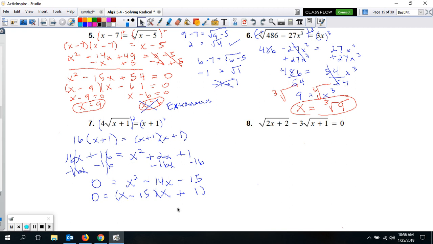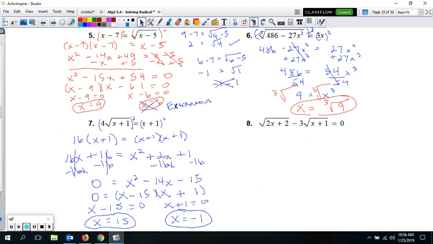So now using the zero product property, we'll just set each one equal to 0. So x minus 15 equals 0, and then add 15. So x equals 15, and x plus 1 equals 0, and subtract 1 from both sides. So those are the two apparent solutions, but we want to check them just to make sure.